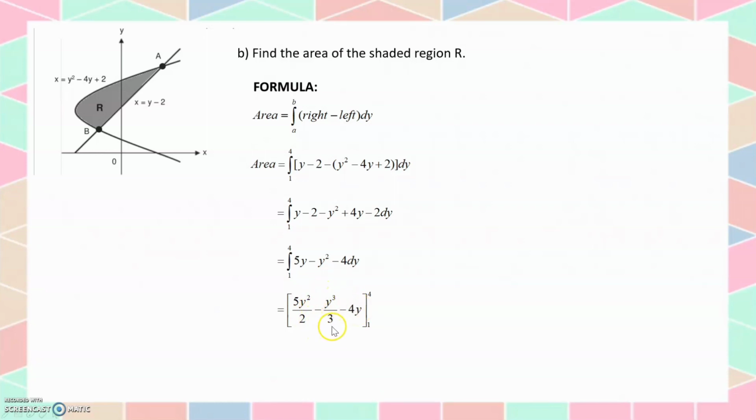To get the answer, you must substitute the upper limit and the lower limit into y. And then you can use your calculator to find the answer, and you will get 9 over 2 unit square.